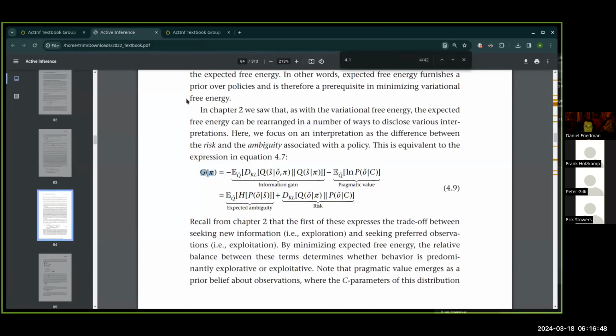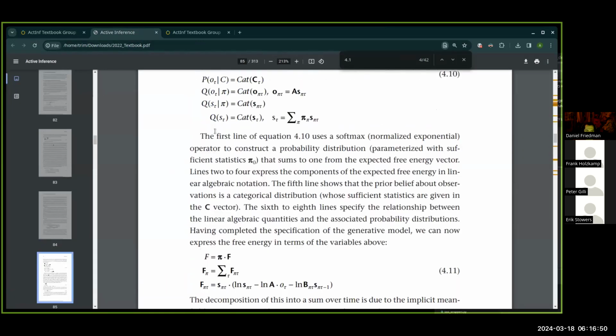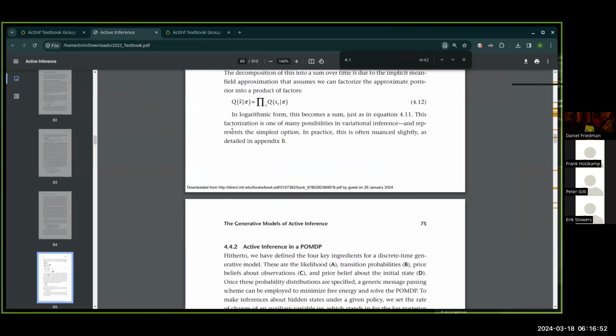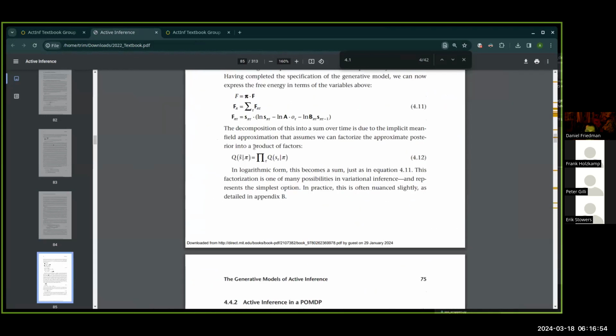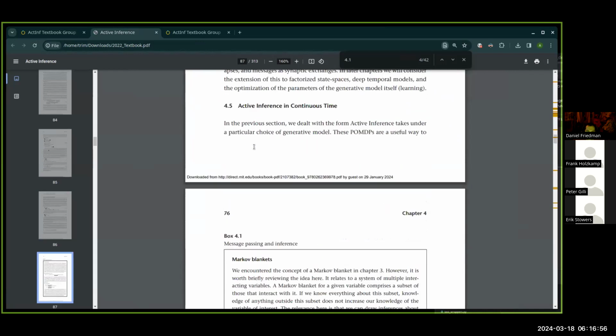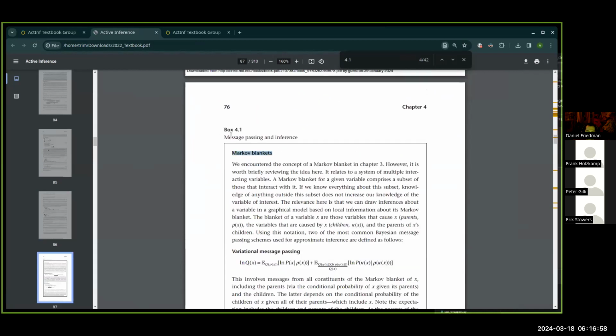Even more quickly, some other top line topics that we're introduced to. Markov blankets, we've already seen some references to those in previous chapters.